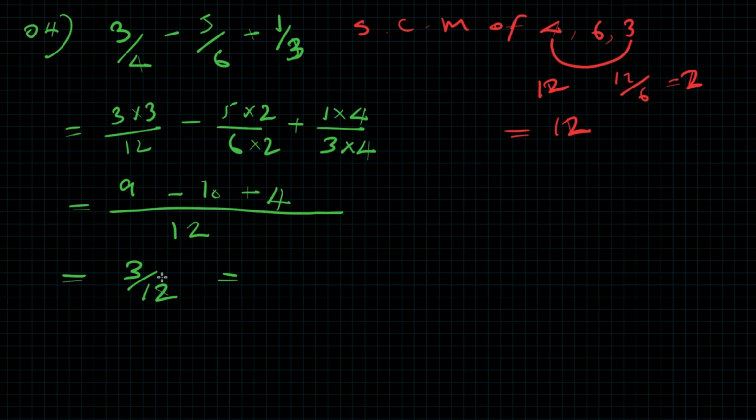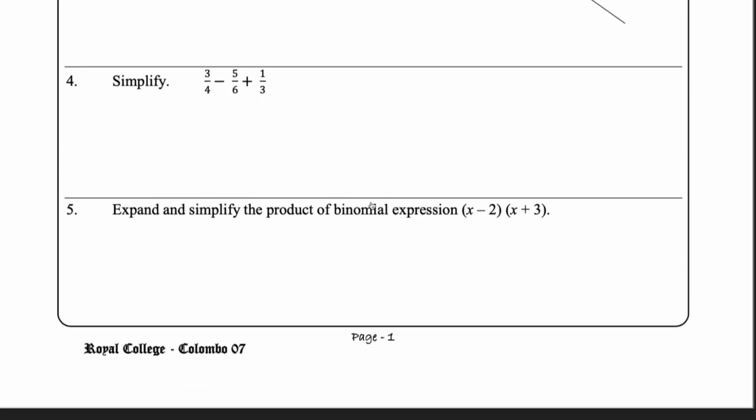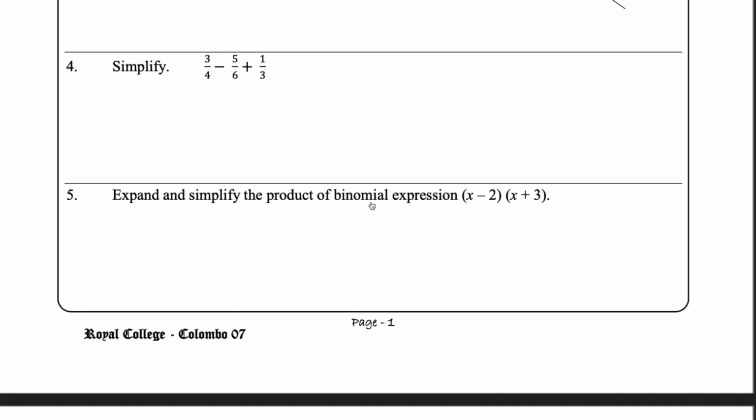Because 12 is divisible by 3, when we divide both numerator and denominator by 3, from the top we get 1, the bottom we get 4. So this is the simplified version of these fractions. Cool. Okay, now we have another question, number 5.